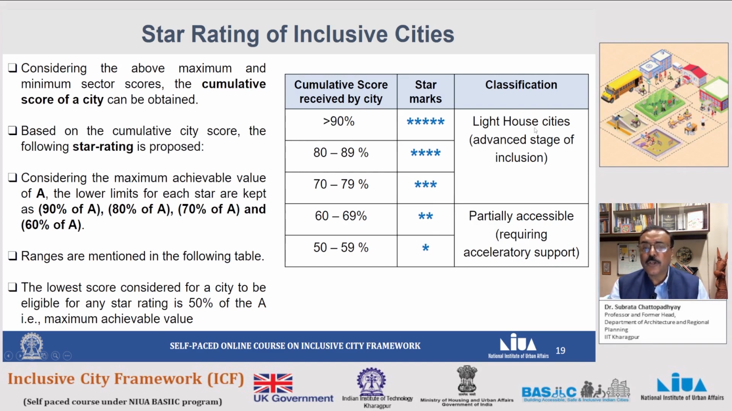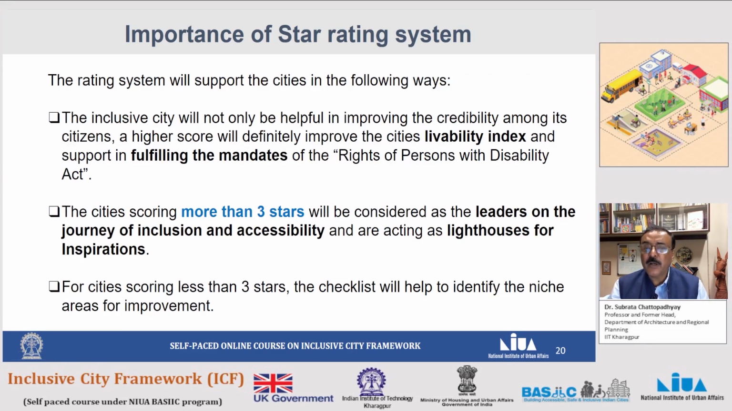Cities getting a cumulative score of more than 70% will be called lighthouse cities, since they are in an advanced stage of inclusion, and between 50 to 70% they would be considered partially accessible, requiring auxiliary support. The inclusive city will not only be helpful in improving the credibility among its citizens, a higher score will definitely improve the city's livability index and support in fulfilling the mandates of the Rights of Persons with Disability Act.